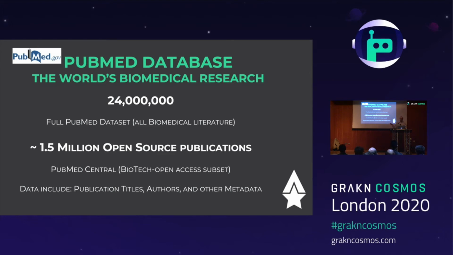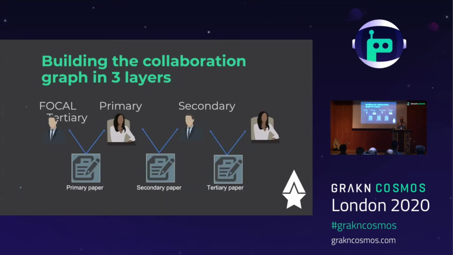There's 24 million papers, so that's a lot of data because it's not just a data point, right? It's 24 million very rich documents. 1.5 million of these are open source, so you can get the entire one. You can download it as an XML file and then parse it, which is what we ended up doing. So this is a slice of the PubMed data set. Call that open access.